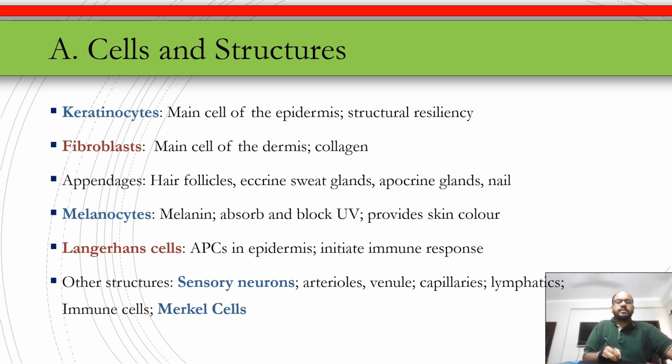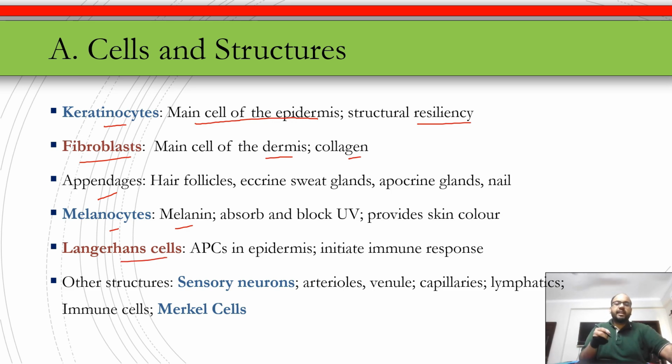Now, just recapitulating the cells and structures of the skin, we have the keratinocytes, which are the main cells of the epidermis, and they're responsible for structural resiliency. That means to provide strength to the skin. The fibroblasts are main cells of the dermis, and they secrete collagen. The appendages like hair follicles, sweat glands, nail apparatus, these are the appendages. The melanocytes secrete melanin, absorb and block UV radiation, and provide skin color.